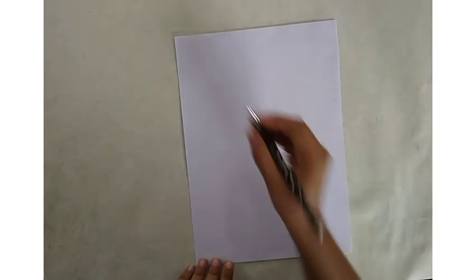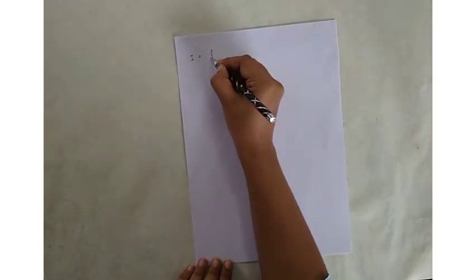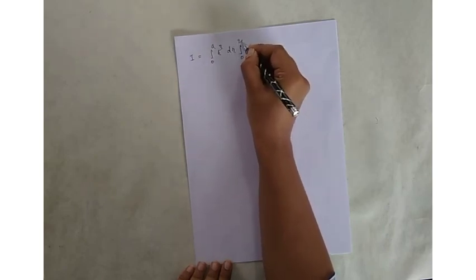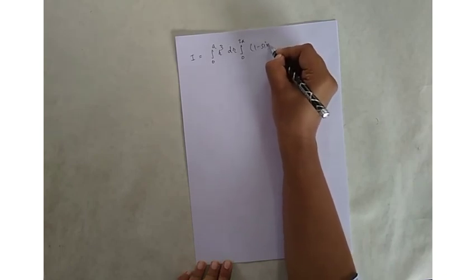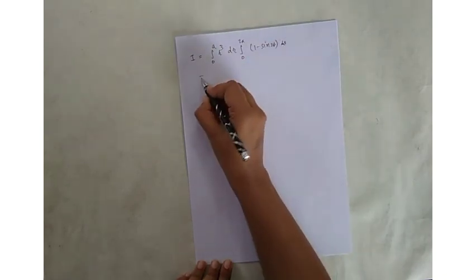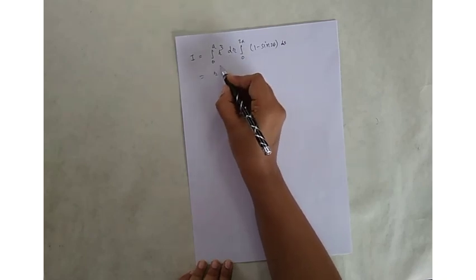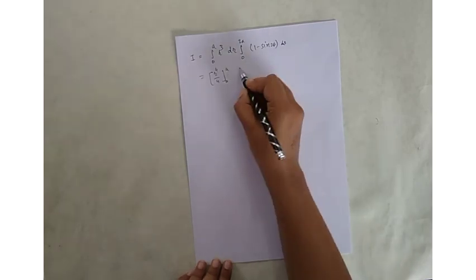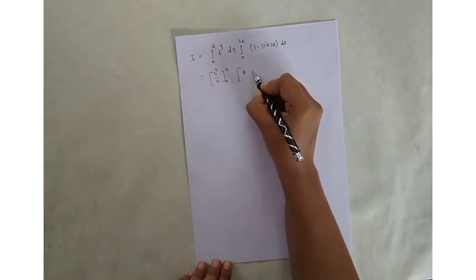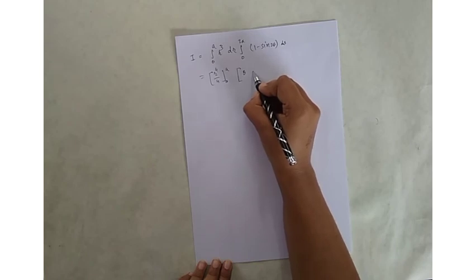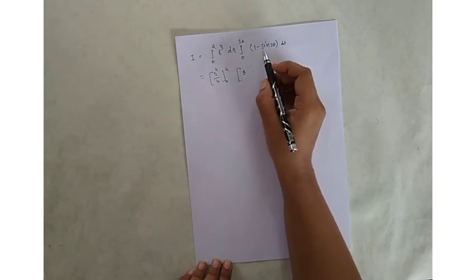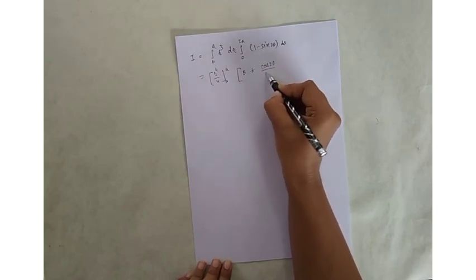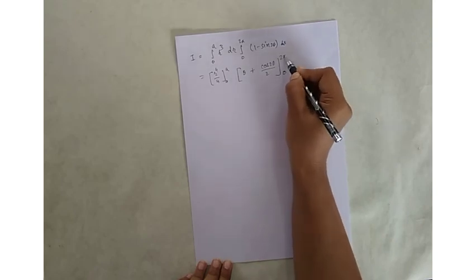So I is equal to the integral from 0 to a of r cube dr into the integral from 0 to 2 pi of (1 minus sin 2 theta) d theta. Integrating this, the integration of r cube is r raised to 4 by 4 with limit 0 to a, and the integration of this is theta minus sin 2 theta: the integration of sin theta is minus cos theta, so minus minus plus cos 2 theta by 2, with limit 0 to 2 pi.